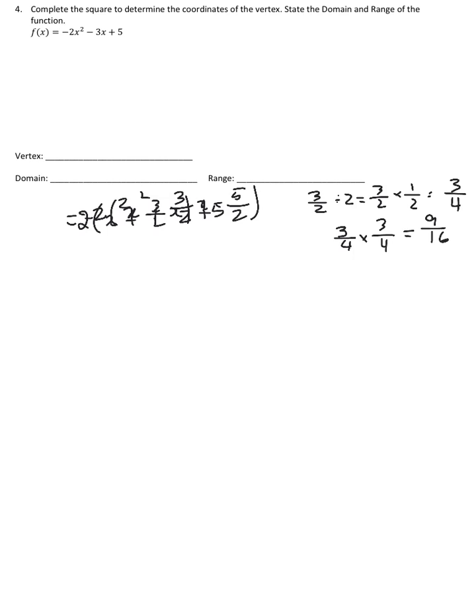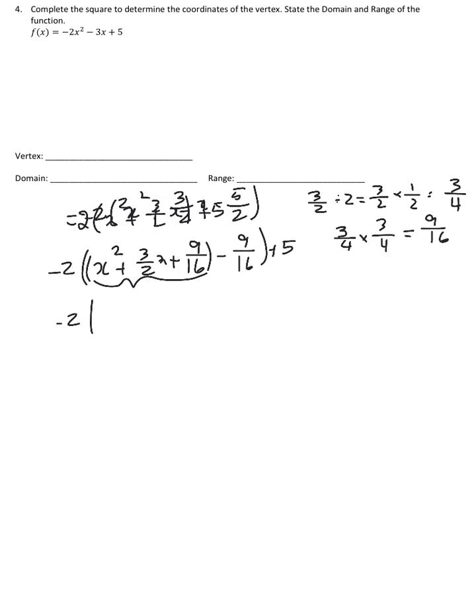I add and subtract. So I'm going to say -2 x squared plus 3 over 2x plus 9 over 16 minus 9 over 16 plus 5. Now I'm going to put a bracket beside the first three terms. These three I can represent as x plus 3 over 4 squared minus 9 over 16 plus 5. Now I'm going to distribute -2 inside the bracket. I get -2 x plus 3 over 4 squared.